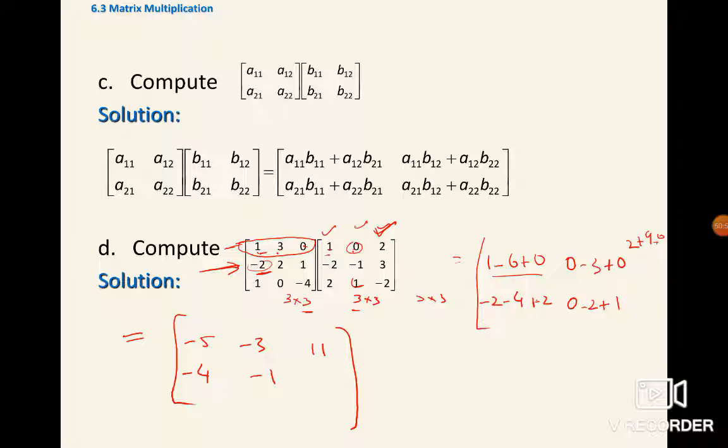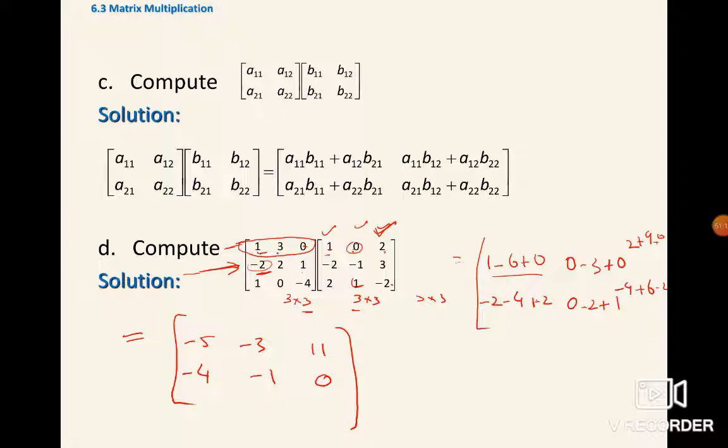The same second row with the third column, first element with the first element. Minus 2 into minus 2 is 4, 2 into 3 is plus 6, 1 into minus 2 is minus 2. So you get 0.